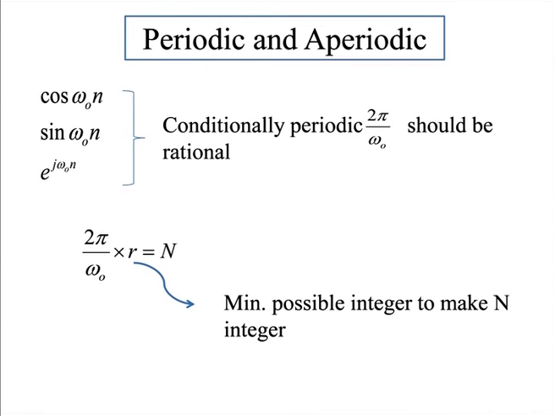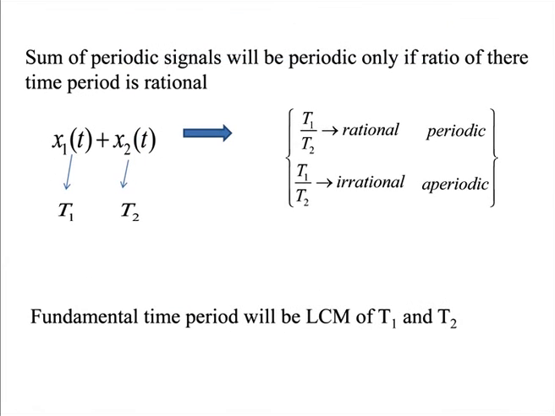Okay. In the next slide, the sum of two periodic signals will be periodic only if the ratio of their time periods is rational. It means x1 t is periodic with period t1, x2 t is periodic with period t2, then t1 by t2 should be rational for periodic, and if t1 by t2 is irrational, then the signal is aperiodic. So, the fundamental time period will be the LCM of t1 and t2.